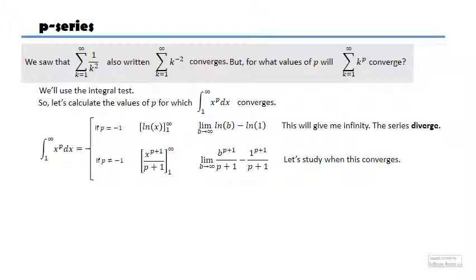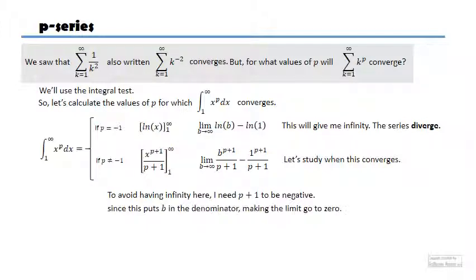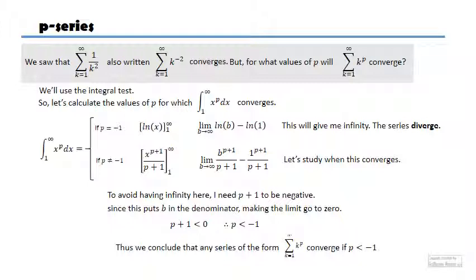When is it not going to diverge? Well, it's not going to diverge if the b ends up in the denominator. And to have it in the denominator, I need p plus 1 to be negative, and then the b is going to go in the denominator. So that's the conclusion. Any series of this form will converge if p is smaller than minus 1. And that's what you should know about p-series. An important thing to realize is that when p is minus 1, I end up with 1 over k, which diverges. Keep that in mind.